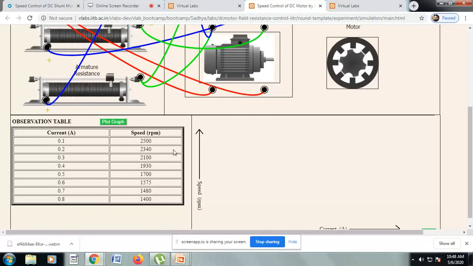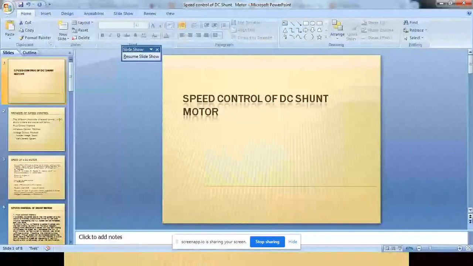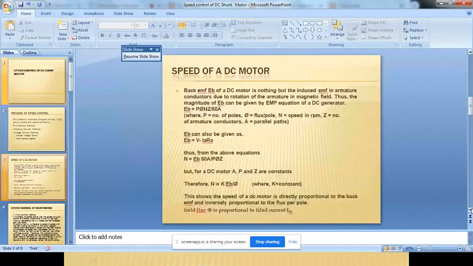That means E varies, N varies 1 by phi. Phi is decreasing and speed is increasing. Also phi is increasing and N is decreasing.